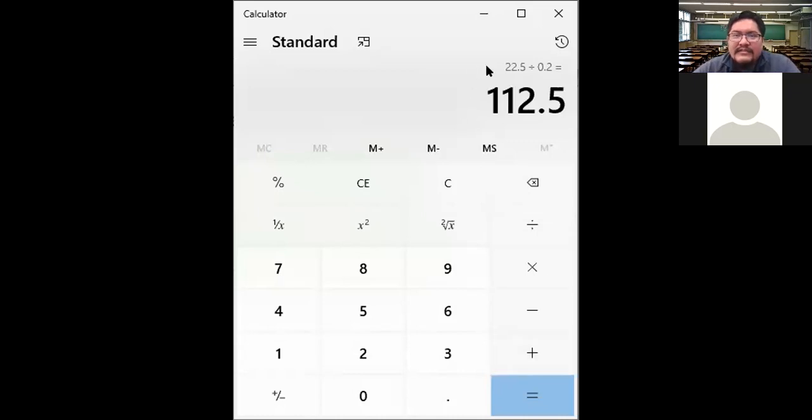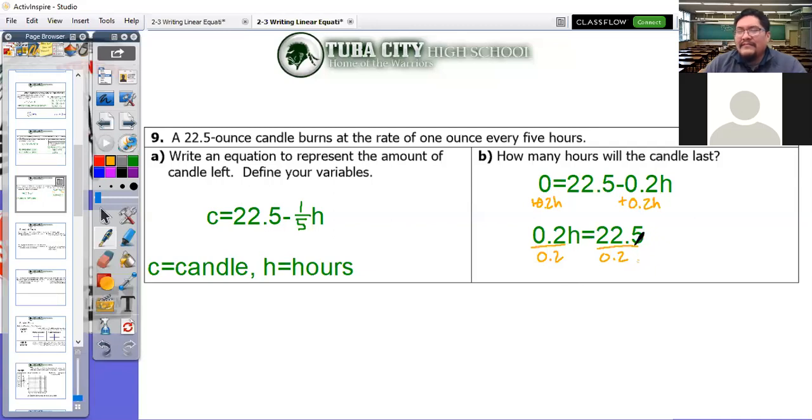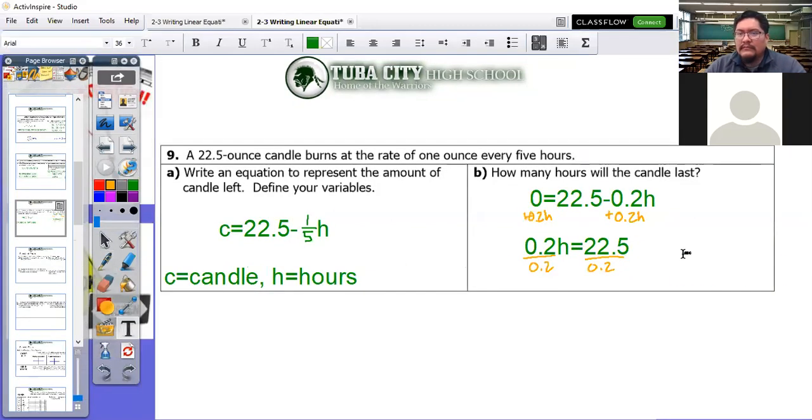112.5 hours. So that's a little bit longer than 4 days, about 4.5 days of burn time. The candle is measured in ounces, so maybe it's a pretty big candle, I don't know. But anyway, we have our answer, 112.5 hours of burn time. That's how long this candle will last.